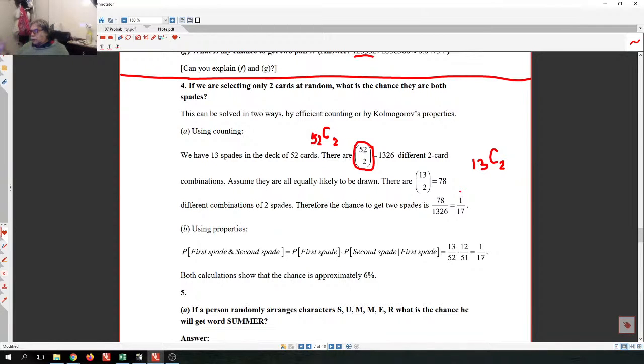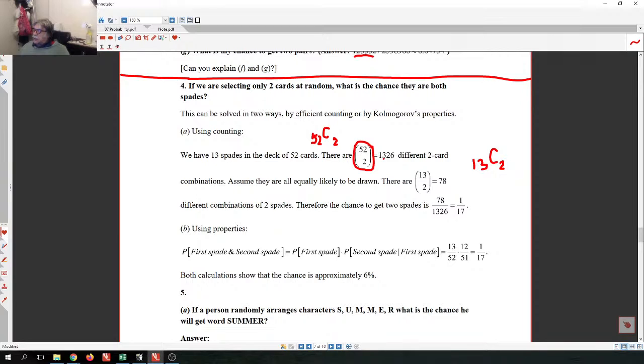Out of 1,326 different 2-card hands out of the deck of 52. Right? So you have 1,326 different 2-card hands. 78 of those are with 2 spades. Okay, so now you have your probability.